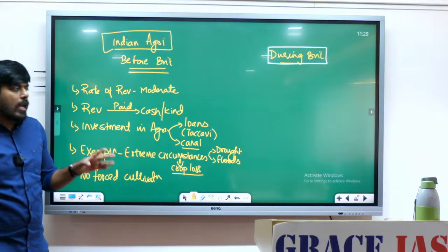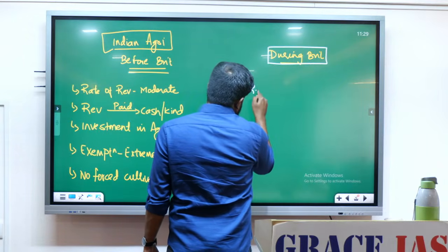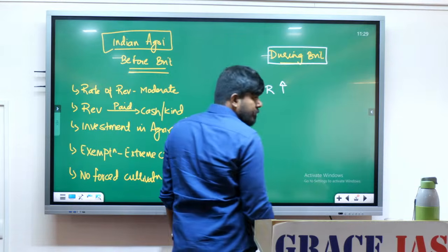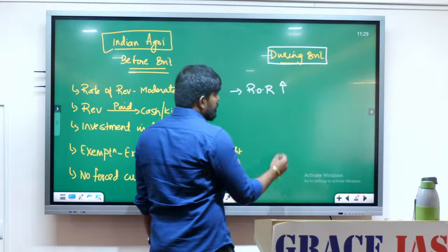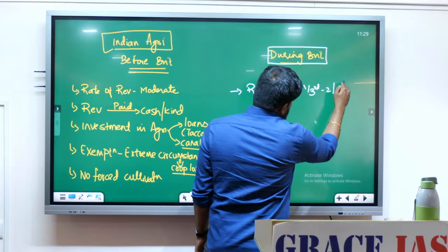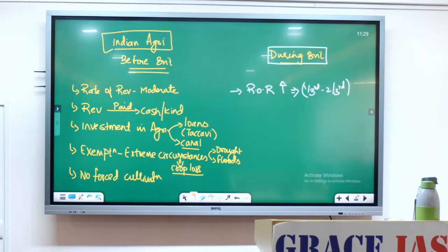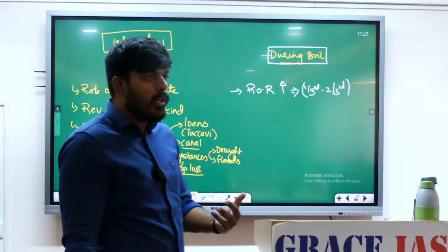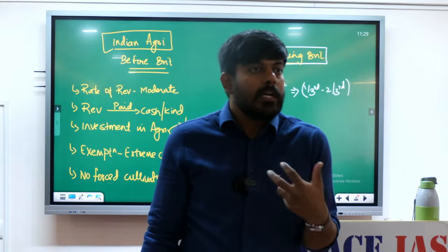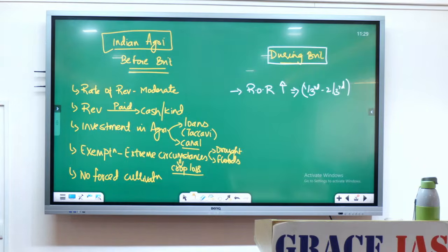During British rule, what all happened. Firstly, the rate of revenue was very high. Sometimes it went up to 2/3. The revenue demand was very high. 2/3 means 66% of what you cultivate. Understood? So if you lose control over 66% of what you cultivate, with the remaining 1/3, you have to sustain your livelihood and cultivate the next set of crops. So your survival itself is complicated.